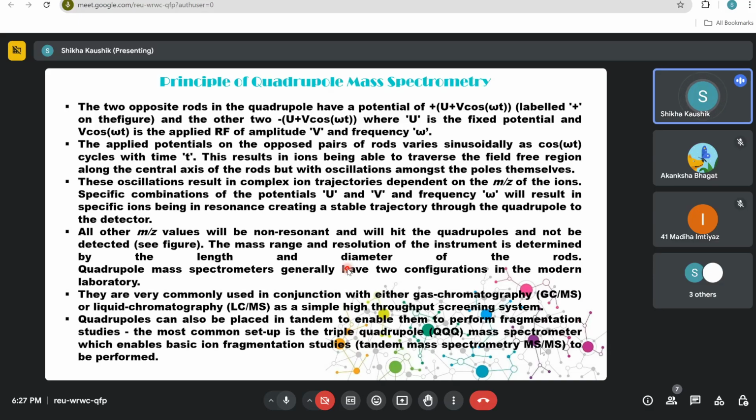Then quadrupoles can also be placed in tandem to enable them to perform fragmentation studies. We can do tandem setups with quadrupoles as well.